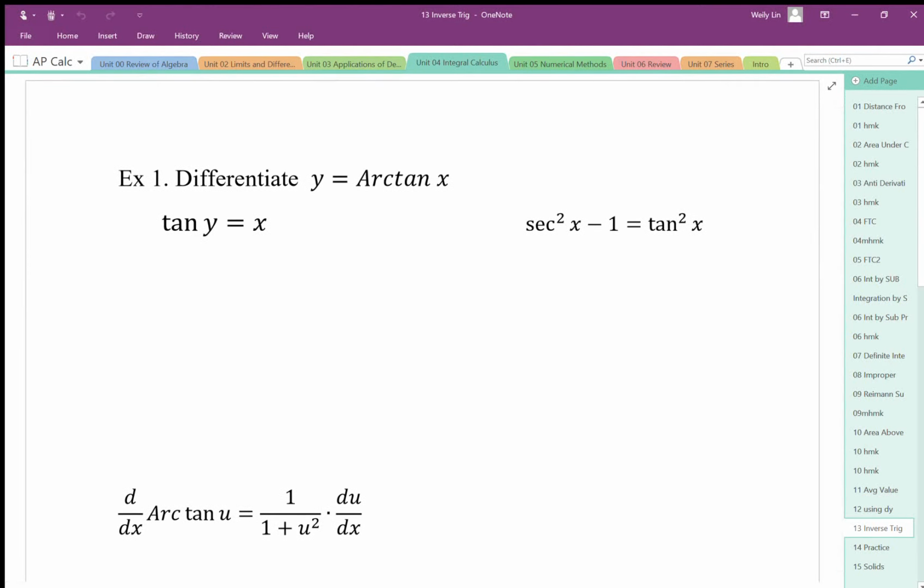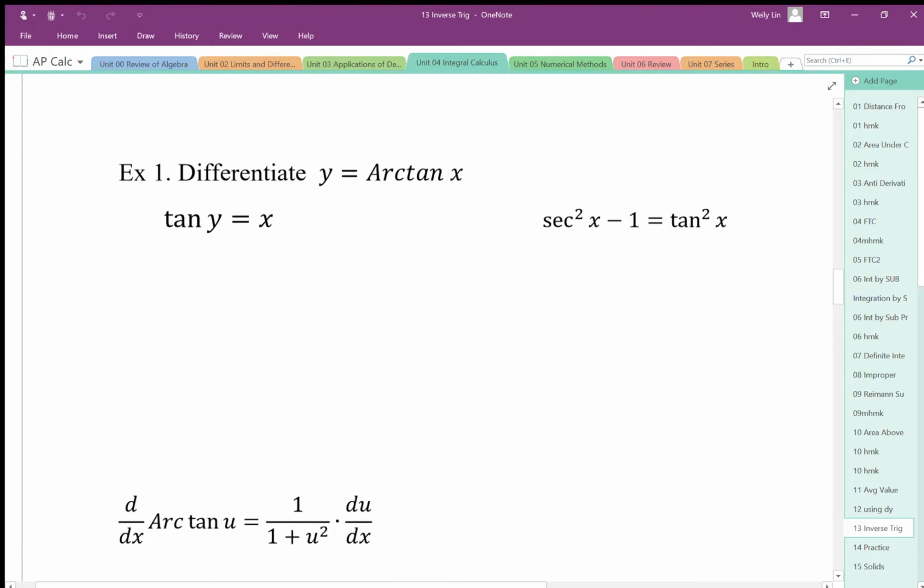So here we're going to differentiate the arctan function. We're going to apply the same process. We're going to rewrite it in terms of the tan function. Okay, so the y is the arctan, or the angle. So we put tan of y equals x, which is the ratio. Okay, so we're going to differentiate this implicitly.